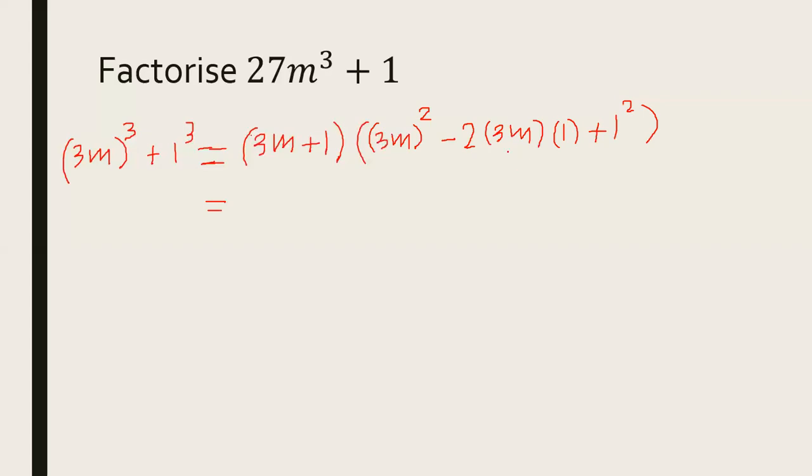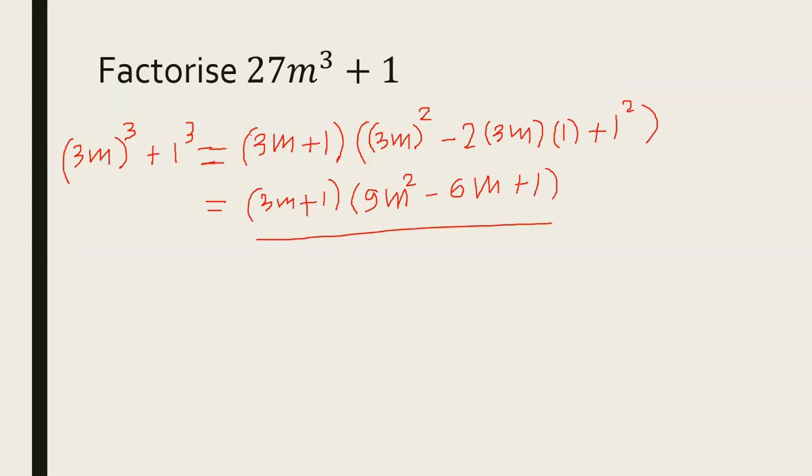All right, now we're going to calculate these multiplications, and this factorization becomes 3m plus 1 times 9m squared minus 6m plus 1, where 6 is 2 times 3 times 1. So this factorization is the solution when you factorize 27m cubed plus 1: 3m plus 1 times 9m squared minus 6m plus 1. I'm going to move to the next slide, next question.